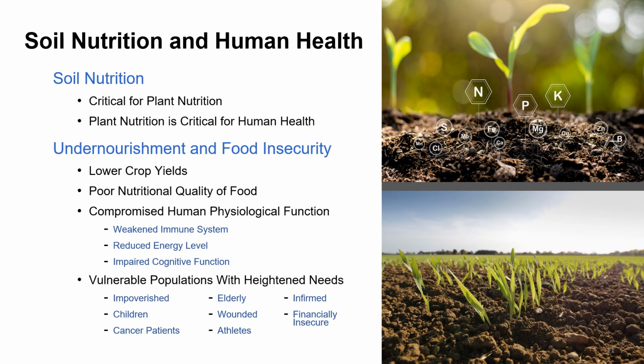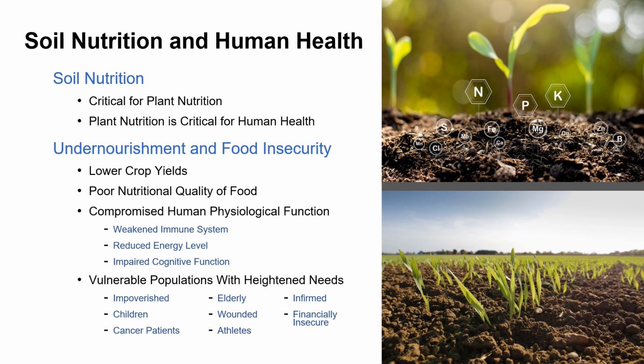So in slide 11, soil nutrition and human health. Soil nutrition, which is critical for plant nutrition, is critical for human health. Well, this wonderful cycle is now disturbed. And when we have undernourishment of food, right, we then have food insecurity. So how do we end up getting this undernourishment? We get lower crop yields, poorer crop yields, poorer nutrition quality of food.